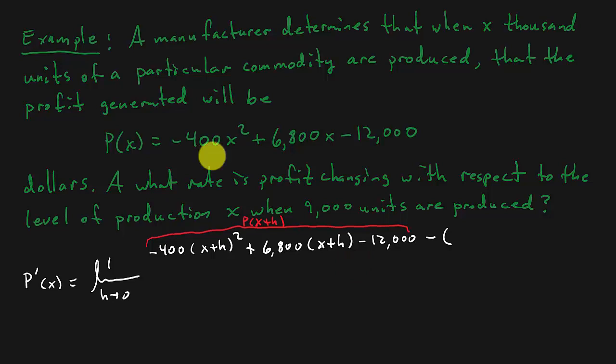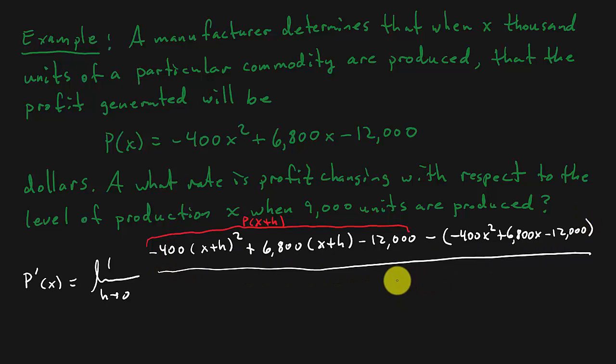Well, what's p of x? It's this. So that's negative 400x squared plus 6,800x minus 12,000. I had to squeeze that in there. And that's all divided by h.